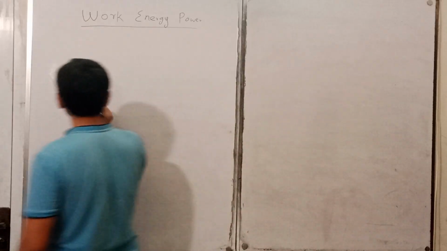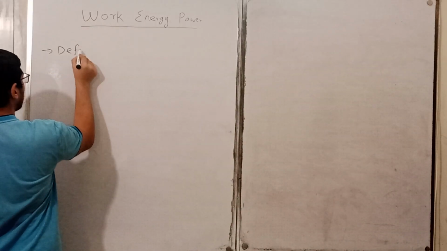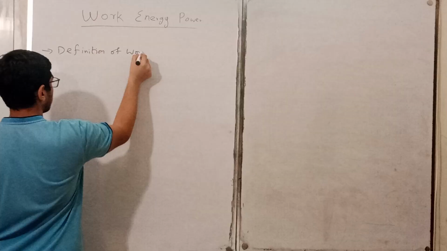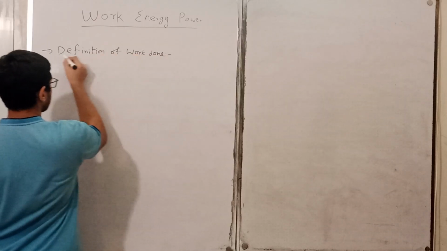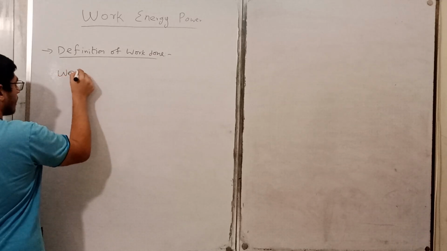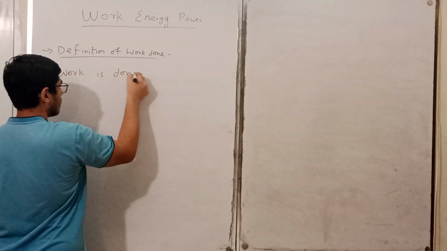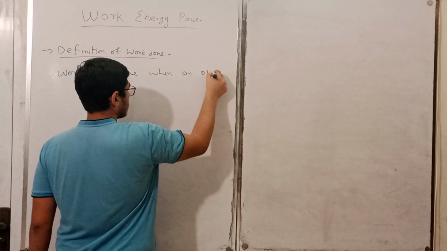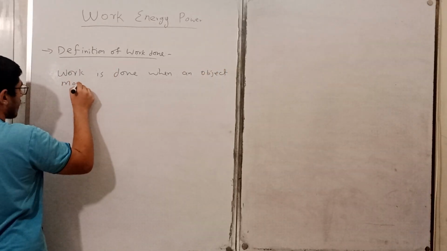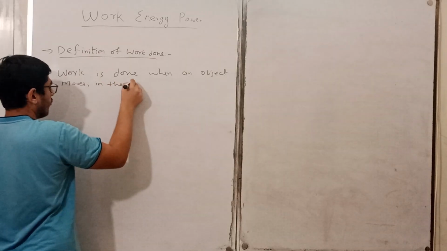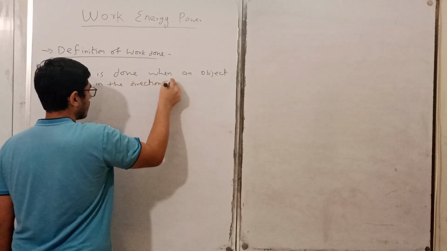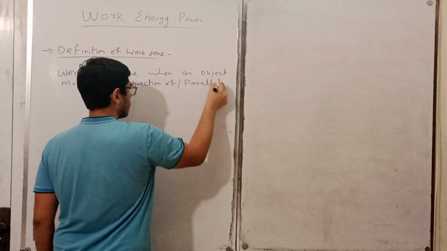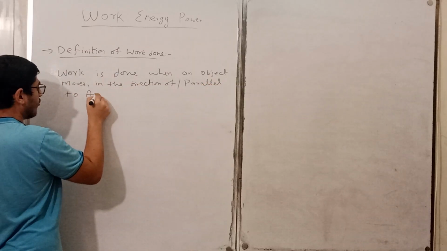Today we are going to discuss the topic of work done, in the topic of work, energy, power in general physics of O-level physics. First of all, if we talk about the definition of work done, work is done when an object moves in the direction of, or in other words parallel to, the applied force.